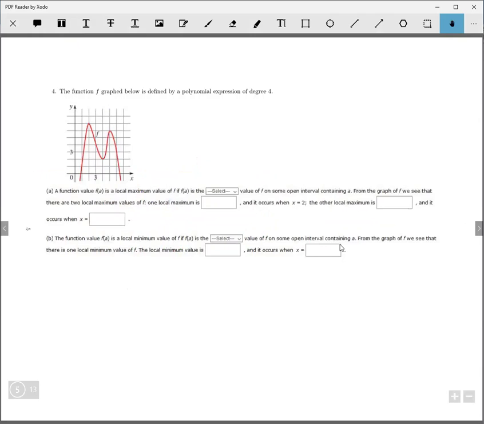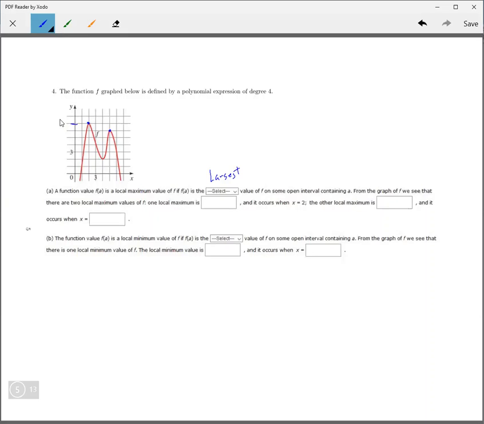And again, if you have any questions, just ask. Number 4, same graph of the same function. A function value f of a is a local maximum value if f of a is the largest value of f on some open interval containing a. In the graph of f, we see that there are 2 local maximum values of f. We have this one right here, and these 2 points correspond to local maximums.